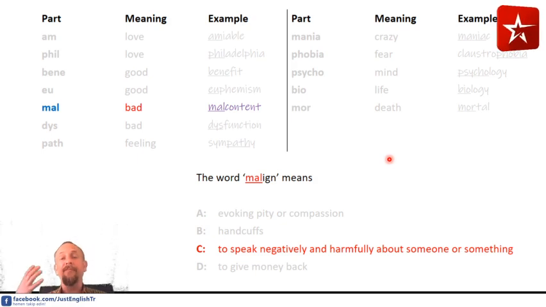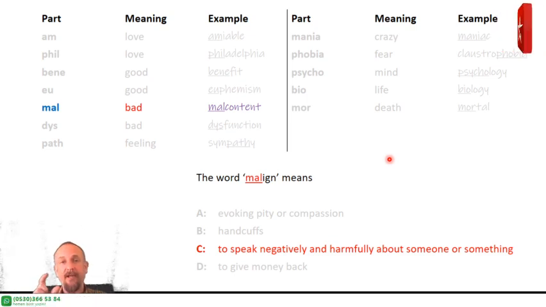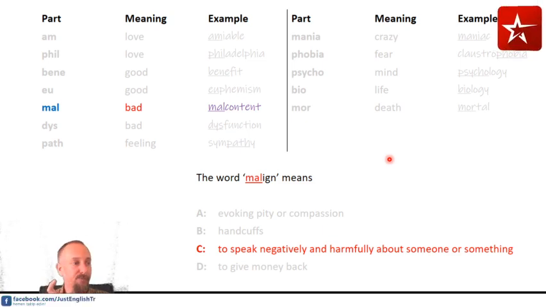C. Very good. To speak negatively. Malign, it does have other meanings. It's not just about speaking negatively about harmful people, but we can use it in its adjective form, malignant: a malignant tumor, a tumor which is dangerous or does harm to a person.